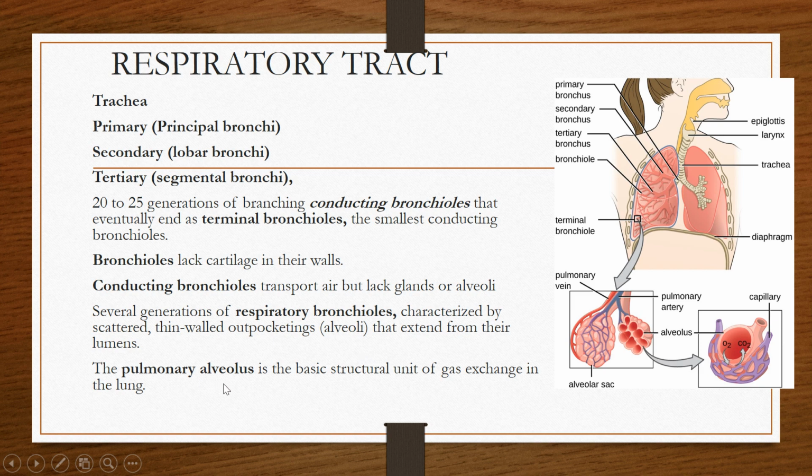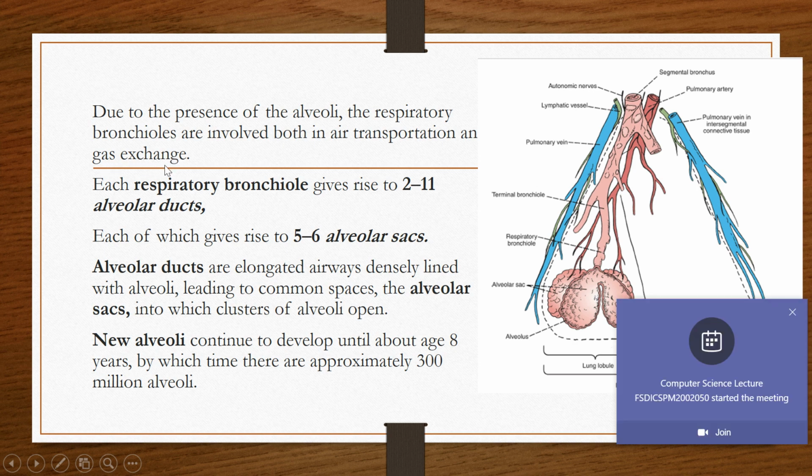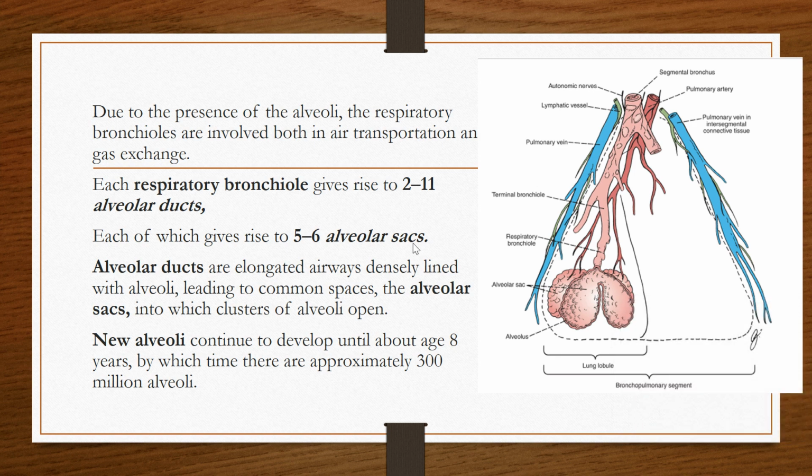The pulmonary alveolus is the basic structural unit of gas exchange in the lung. Due to the presence of alveoli, the respiratory bronchioles are involved both in the conducting part, that is the air transportation, and gas exchange also, which is the respiratory part. Each respiratory bronchiole gives rise to 2 to 11 alveolar ducts.